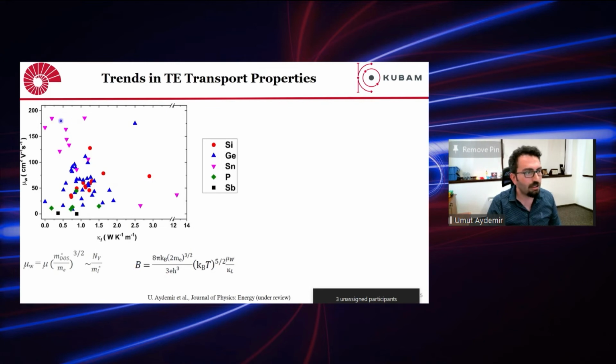And you can see here, for example, the tin clathrates show high weighted mobility and intrinsically low lattice thermal conductivity. And then the germanium ones are kind of in between. They show moderate weighted mobility and moderate lattice thermal conductivity.